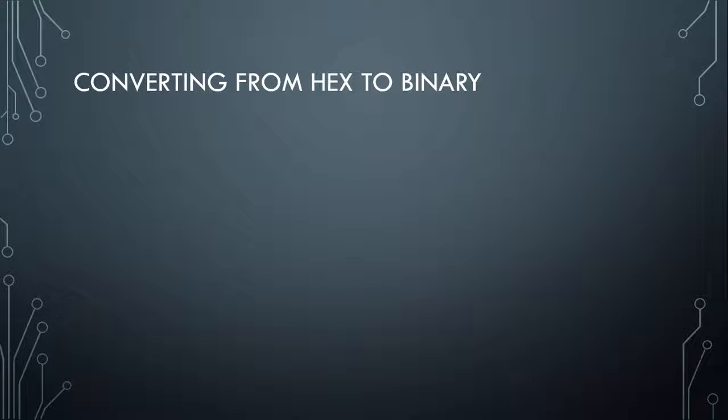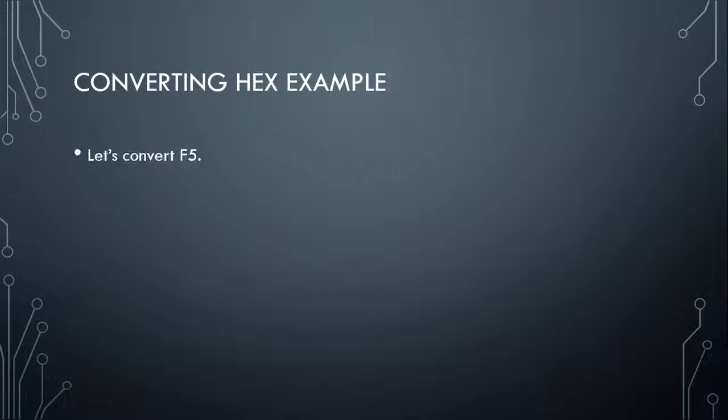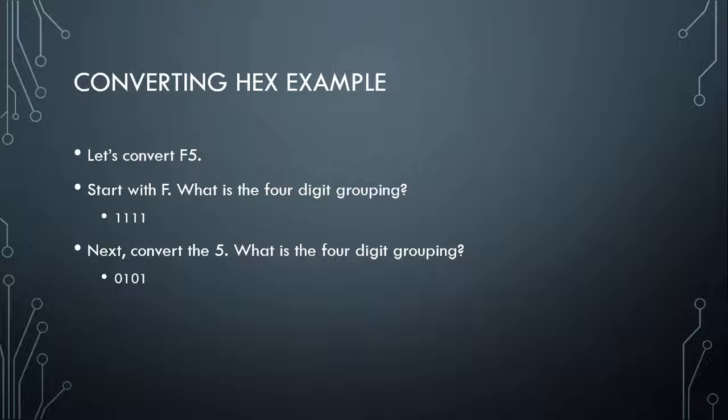Now, we already talked about going from binary to hex. Of course, we should talk about going from hex to binary. It's equally as easy because we have that chart to look at. Remember how we group binary into groups of 4s to find hex? We can do just the same thing in reverse to go from hex to binary. So let's look at an example real quick. We're going to convert F5. We're going to start with the F. What's the 4-digit grouping? If we look back at our chart, we can see that F is represented with 1111. Next, we convert the 5. Again, we ask ourselves what's the 4-digit grouping. If we look at our chart, it's 0101.